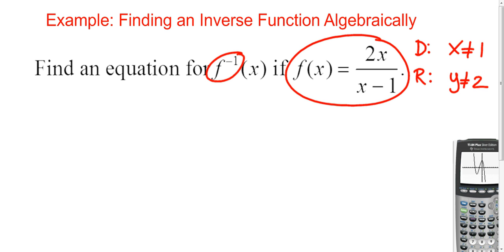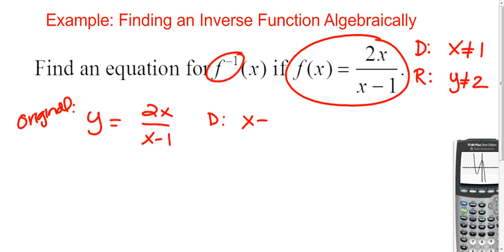That's what that little f negative 1 symbol means, is to find the inverse, okay? So my original function, I'm just going to write this. My original function is f of x, or y, equals 2x over x minus 1. My domain is that my x can't be 1, and my range is that my y can't be 2. Okay, now I am going to work on finding the inverse.